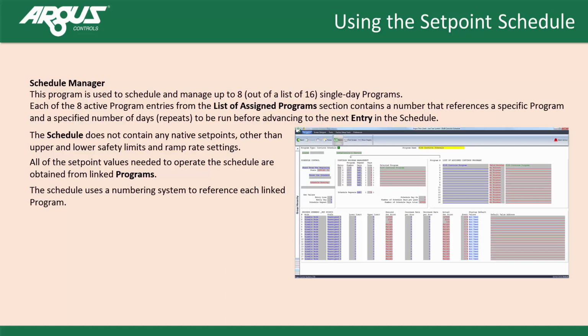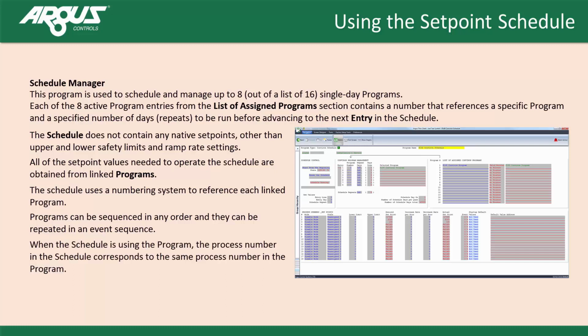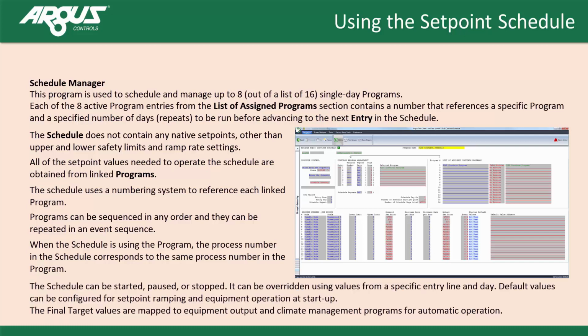The schedule uses a numbering system to reference each linked program. Programs can be sequenced in any order, and they can be repeated in an event sequence. When the schedule is using the program, the process number in the schedule corresponds to the same process number in the program. The schedule can be enabled and disabled, started, paused, or stopped. It can also be overridden using values from a specific entry line and day. Default startup values can be configured for setpoint ramping and equipment operation at startup.